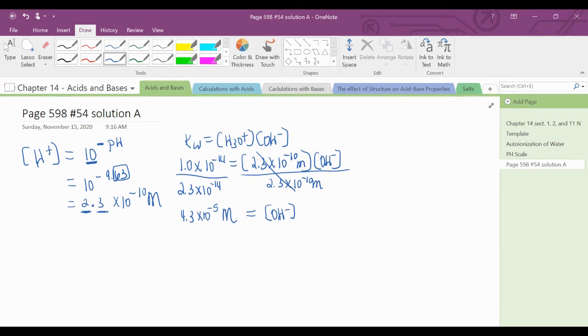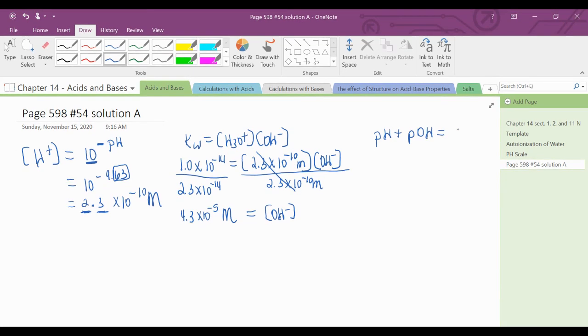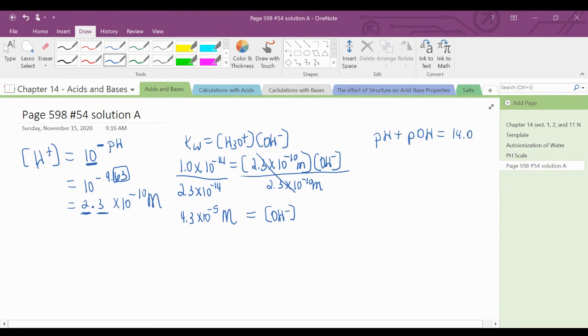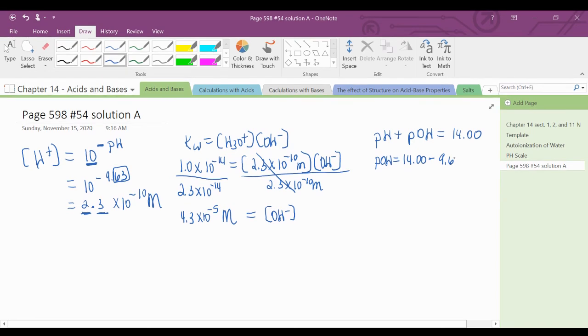Okay, and then the last part that we want to know is the pOH. So here's the other equation we need to discuss. So if I take a pH and I add the pOH, it should equal the maximum value on the scale, which is 14.00. So if I want to know pOH, we're going to take 14 and subtract from that the pH it gave me in the equation, which is 9.63.